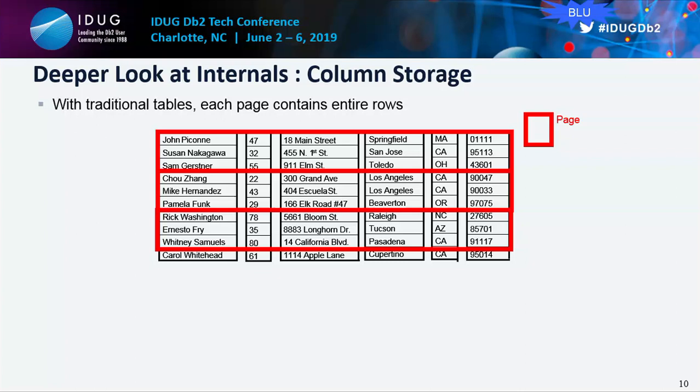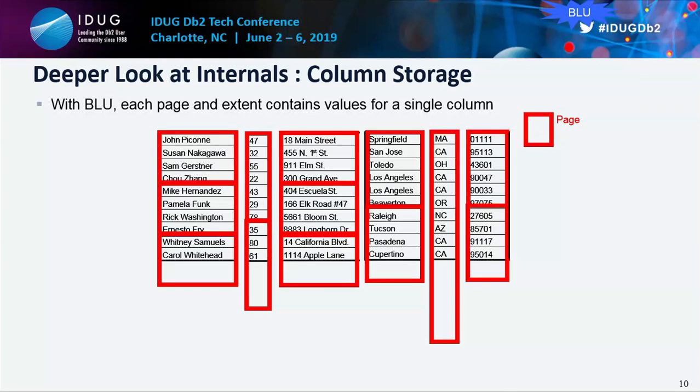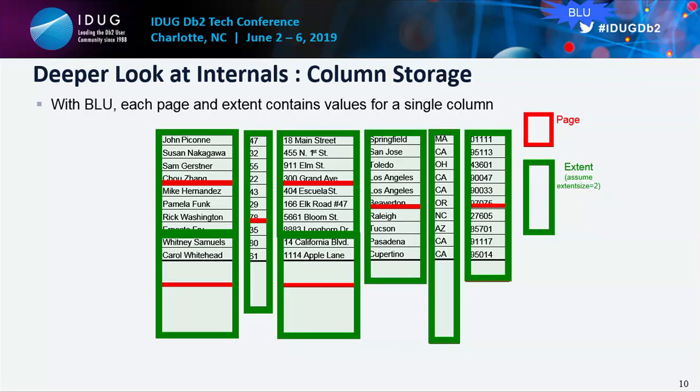Now, one of the things I will mention is row-based will actually compress across columns, where columnar only does it within a column, right? So, if you had Los Angeles, California, this would be compressed together in row, where they are compressed separately in columnar. Extents, this assumes extent size 2, where things are chunked into extents. So each extent contains only one column. That becomes important if you have super small tables.